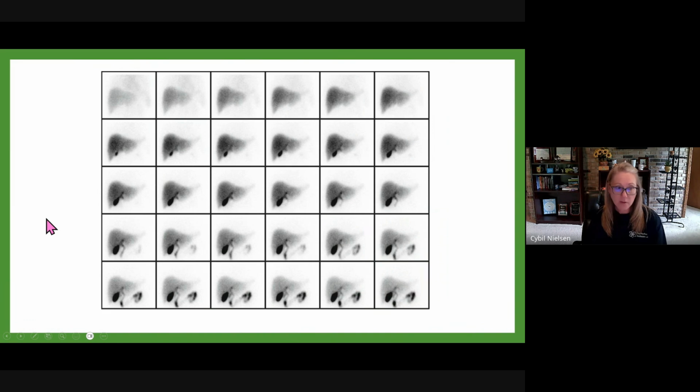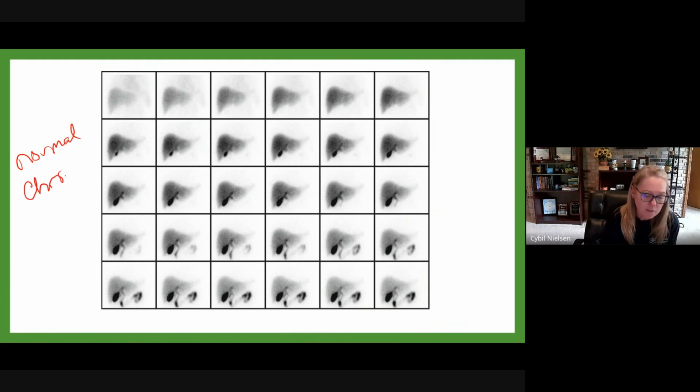This one as well. Now there are 3 possible diagnoses. You can have normal, chronic cholecystitis, or acute cholecystitis. Okay, so with these images right here, we've ruled out one of those. Which one have we ruled out? Oh, this is normal. It might be normal, but it might also be chronic.